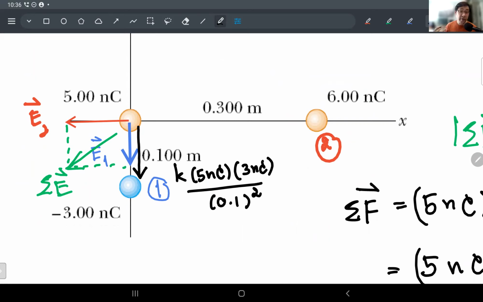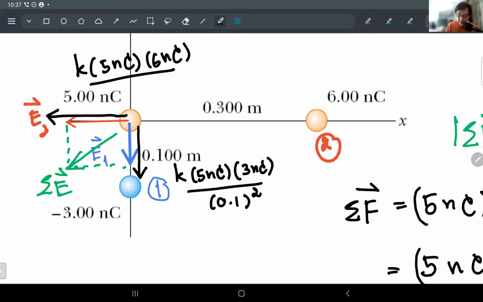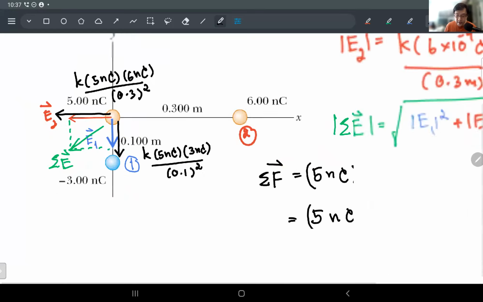Now you look for the other force acting on this 5 nanocoulomb charge. There's a 6 nanocoulomb charge over there. They are positive, so they're going to repel each other. So the 5 nanocoulomb charge will experience a force pointing to your left because it's a repulsive force. The magnitude of this force is going to be K, Q1, Q2, 5 nanocoulomb, 6 nanocoulomb, divided by the separation between the two squared, 0.3 squared. And you start seeing that it's exactly the same thing.